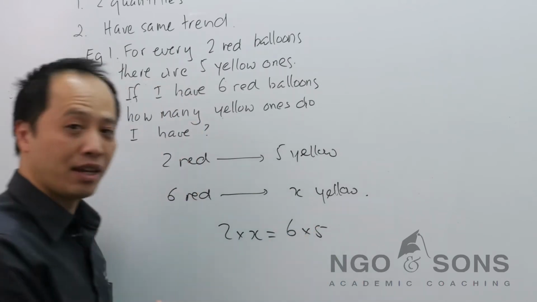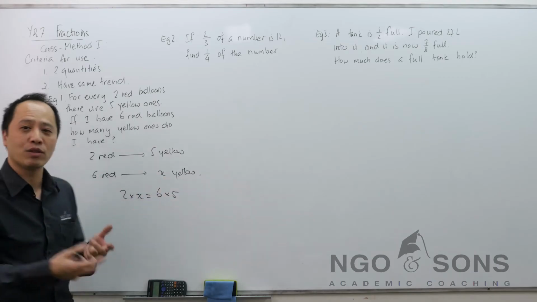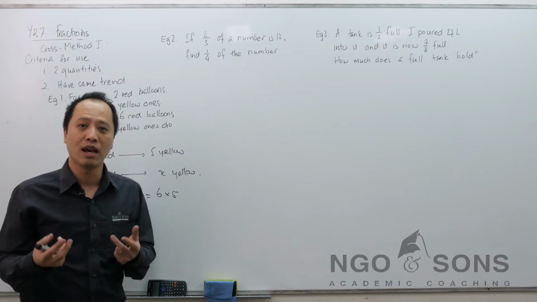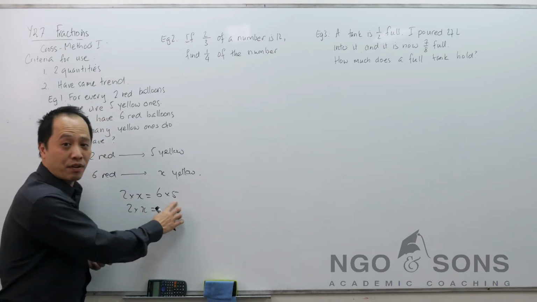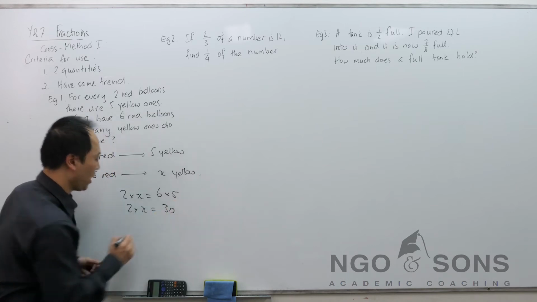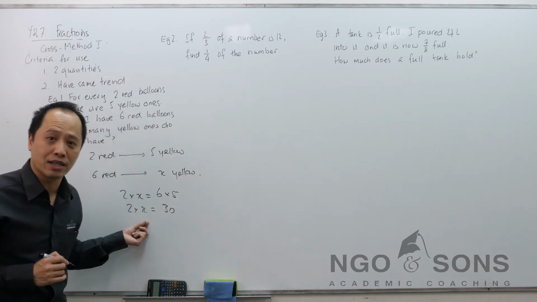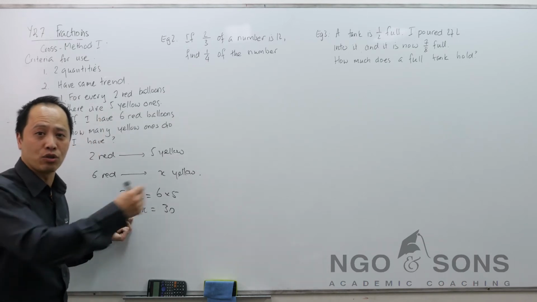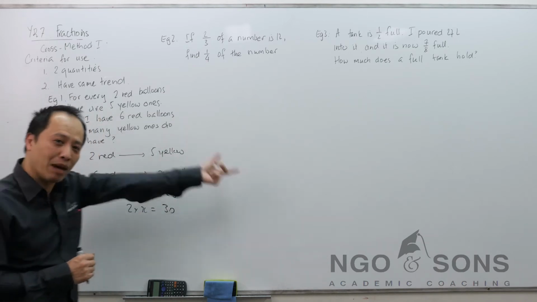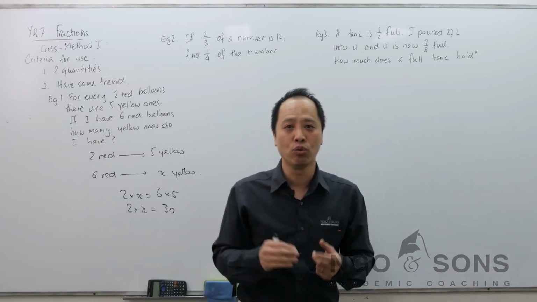6 times 5, okay? And so now what we have is an equation in terms of x, and we can solve for x. So we write 2 times x equals 6 times 5, which is 30, okay? Now remember, we're solving for x, so that means we want x by itself. That means we need to chuck the 2 across. And when we throw a number across the equal sign, we do the opposite.